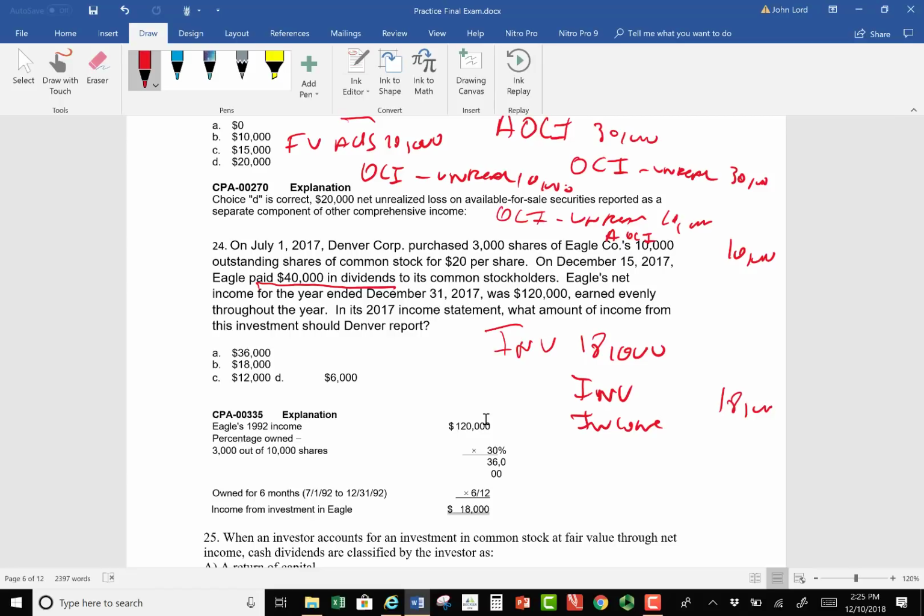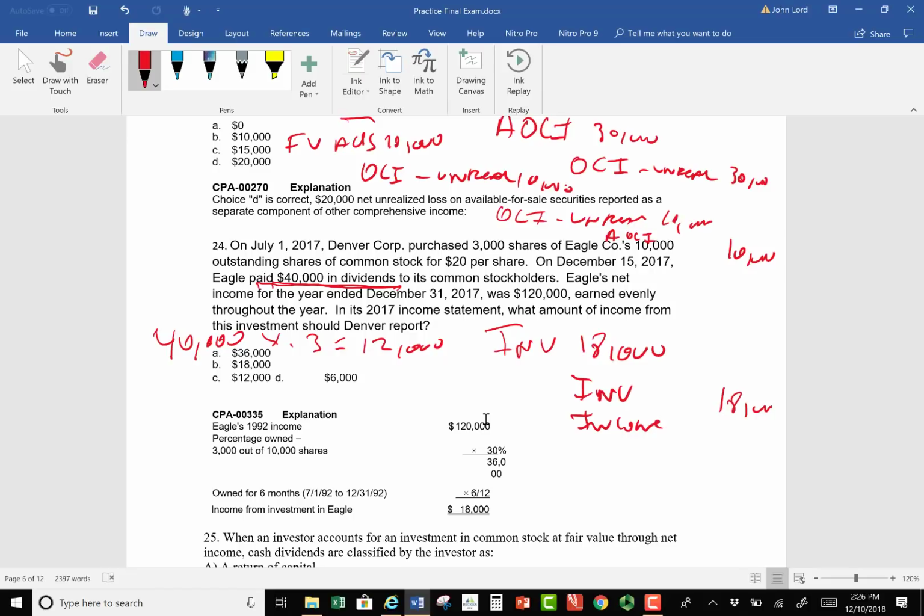They paid dividends, and they paid what? 40,000 of dividends, and they paid those after I had purchased the stock, right? Okay, so since it's after I purchased the stock, I'm entitled to what? My share of all of those dividends: 40,000 times 0.3 equals 12,000 of dividend.